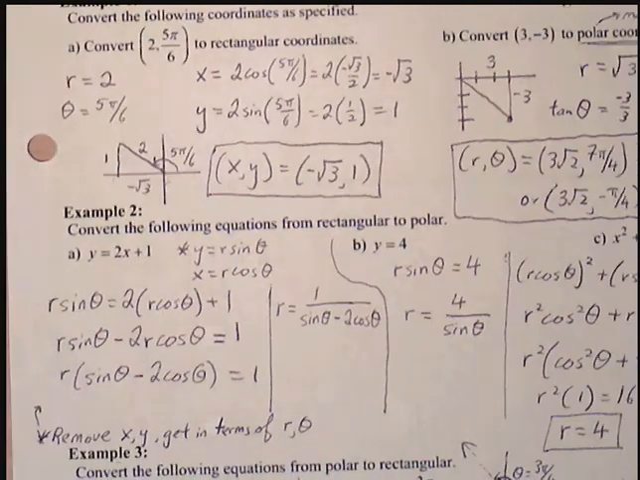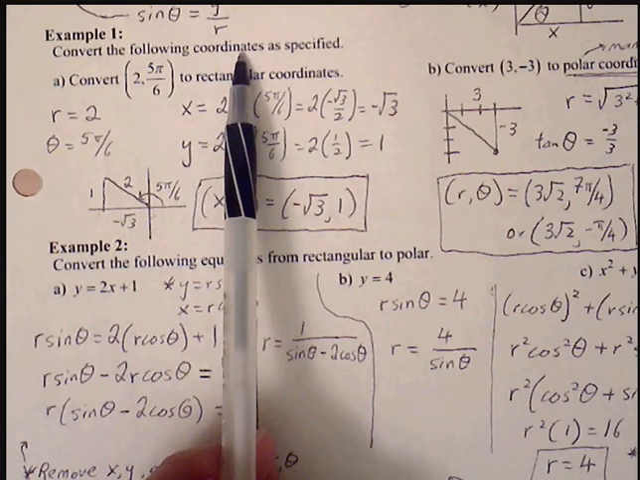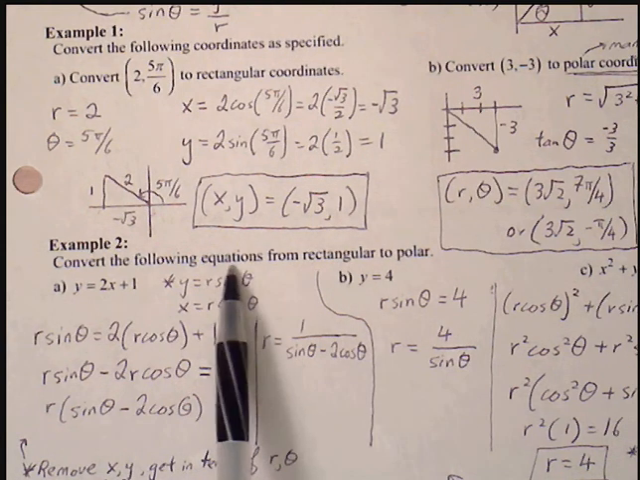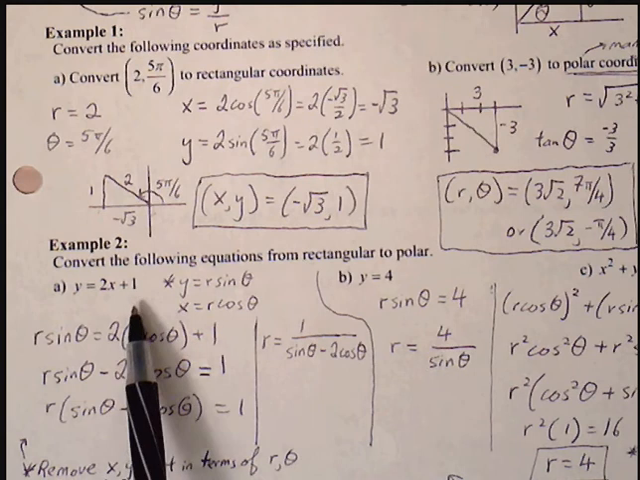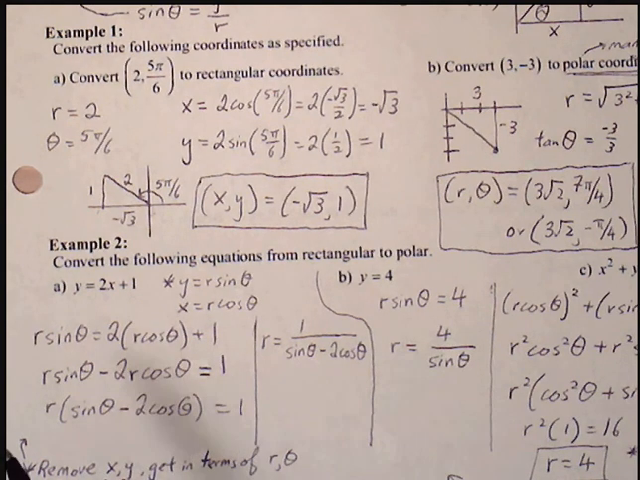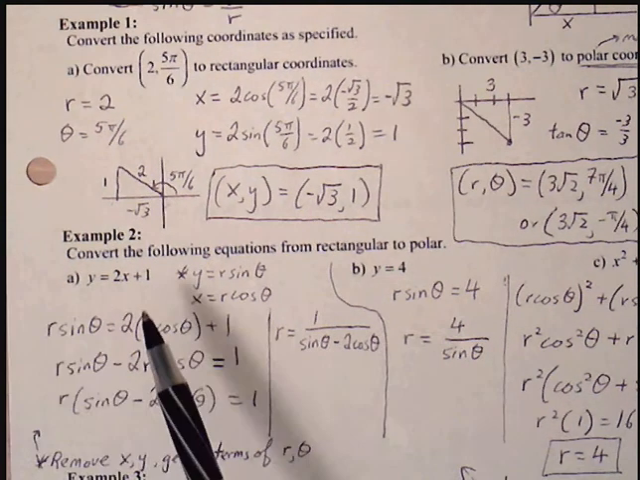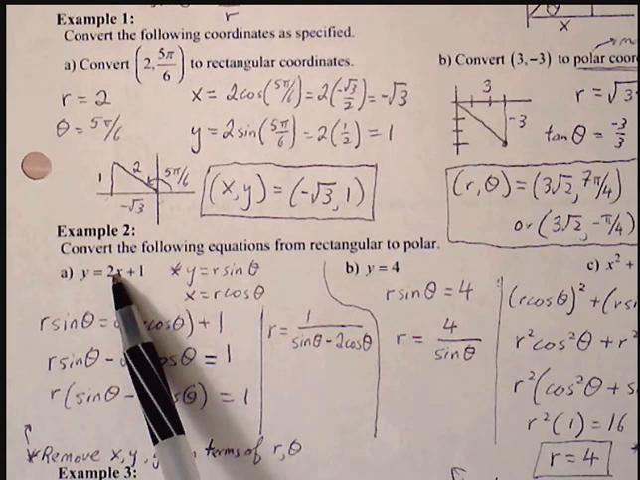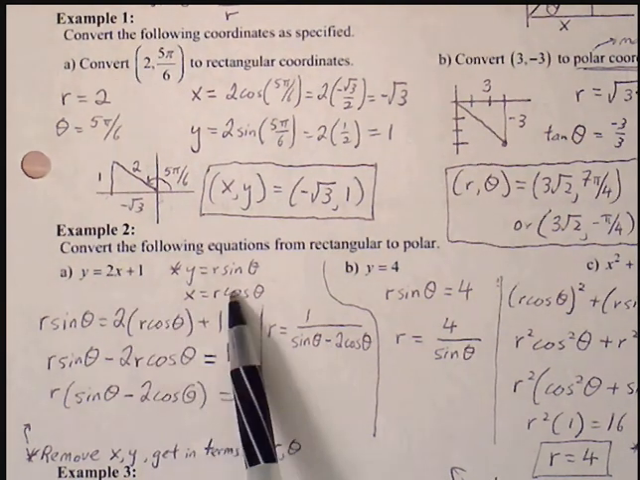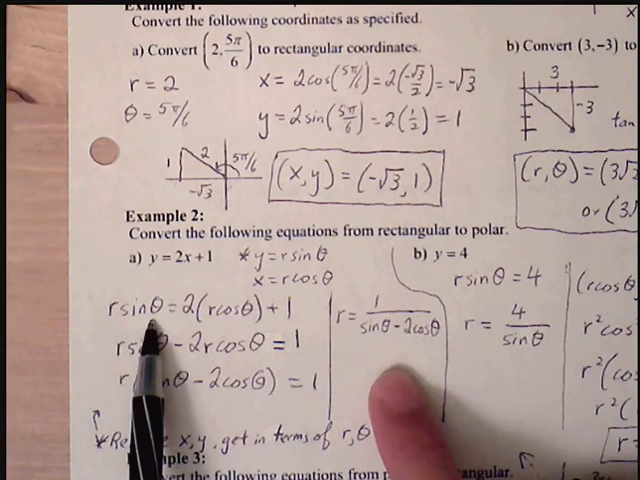All right, example 2. We've converted coordinates from one form to the next. Now we need to see if we can convert equations from one form to the next. So y is equal to 2x plus 1. We want to convert this to polar form. So we know y can be represented as r sine of theta. We know x can be represented as r cosine of theta. So we simply make our substitutions. y gets replaced with r sine of theta.